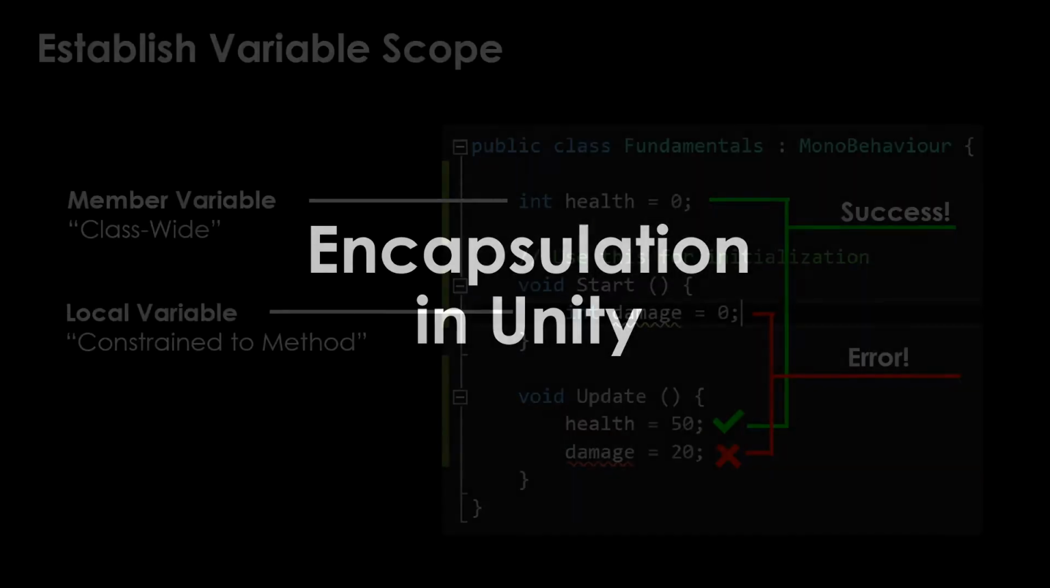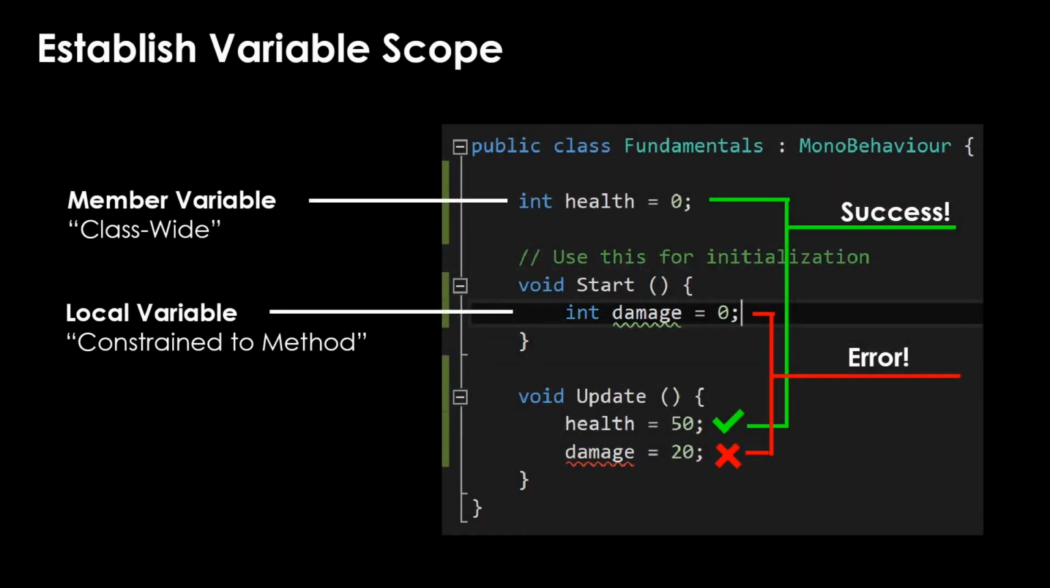Now we're going to talk about the concept of encapsulation and what that means in our Unity prototypes. So you may have heard of the term scope before, but the concept of encapsulation is just exposing what other things need to know and hiding things that they don't need to know. And we're going to utilize scope in order to do this.